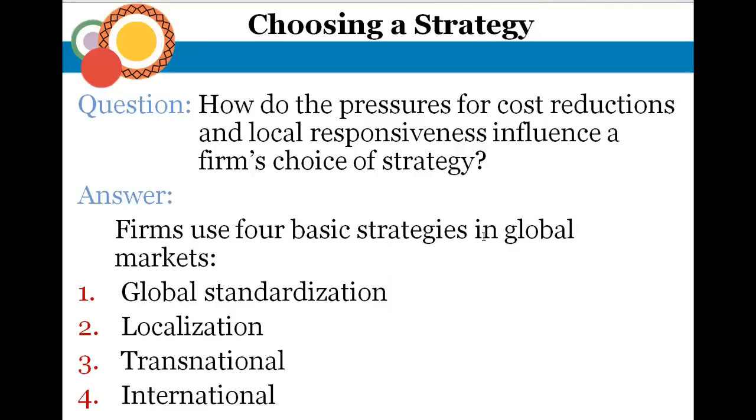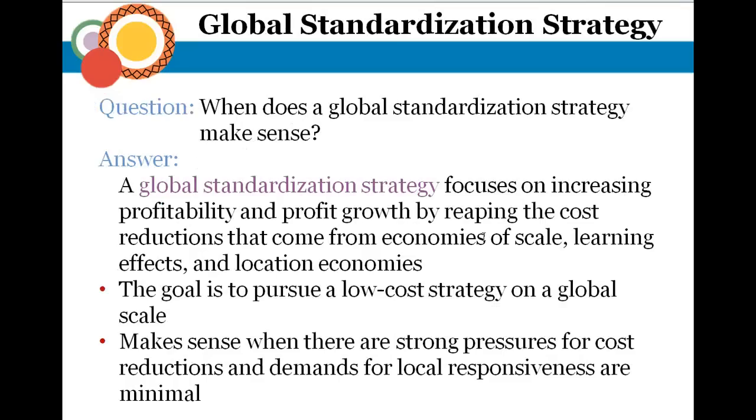So, choosing a strategy. What strategy should you use? We have to involve the pressure of cost reductions and the need for local responses, and this is going to influence your choice of strategy. But there are basically four global strategies: global standardization, localization, transnational, and international. We're going to talk about each of these in a minute, but why does a global standardization strategy make sense? So we'll start off with global standardization.